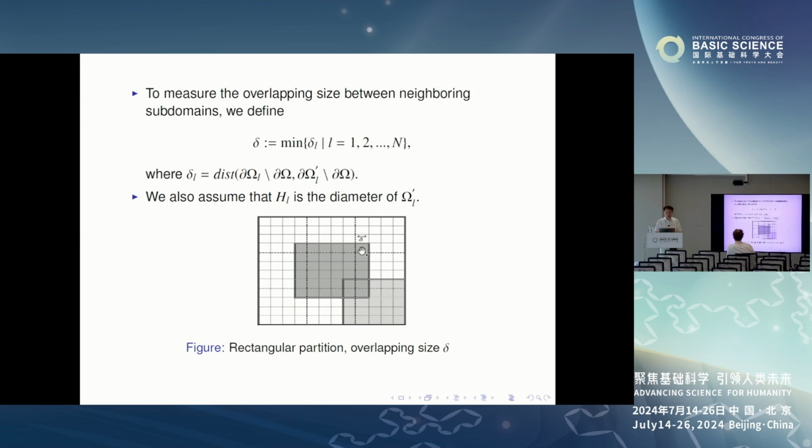So we denote this distance, this enlarged size, to measure the overlapping size between the neighboring subdomains. We also assume that capital H L is the diameter of omega L prime. So these are the gray subdomains. We would like to solve the subproblem in these regions, these subdomains. In this very simple case, we have 9 subdomains, omega L prime.